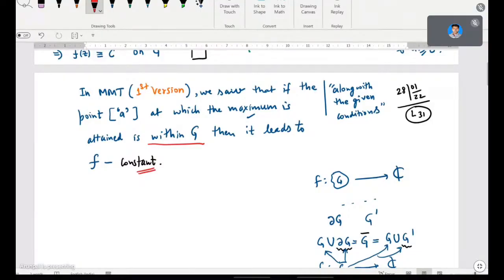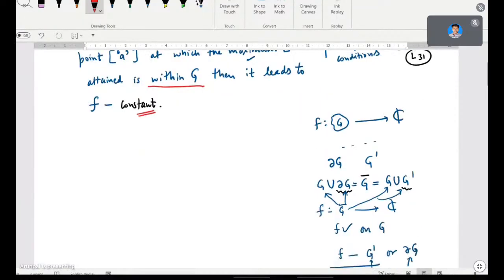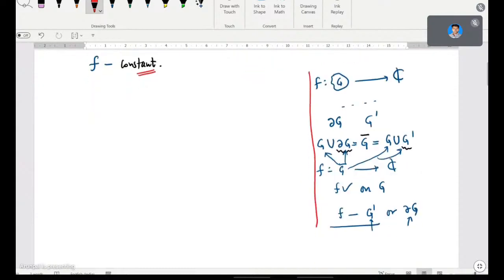So that's the idea of the second version of the maximum modulus theorem, which says that if this is the situation which I have narrated here, then the maximum modulus theorem second version tells us that the function will attain its bound at some boundary point. And in that situation, that will not force the function to be constant. Because if the function becomes constant, then there is nothing much to do with the function. So basically, that's the idea behind the second version of the maximum modulus theorem.